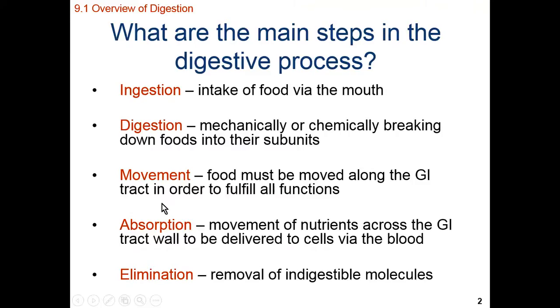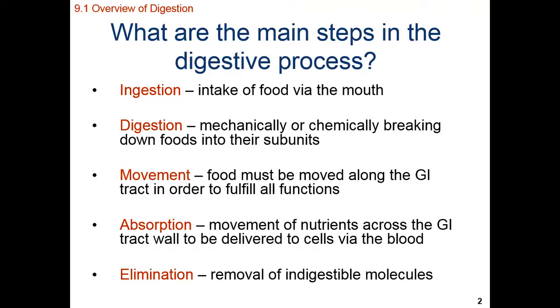And finally, we are also going to have movement. We need to take this food and move it one direction through the digestive tract, or the GI, standing for gastrointestinal tract. And it's important to have the food move one direction through the gastrointestinal tract. Occasionally it will move backwards. That's usually known as vomiting, and that's typically not very pleasant.